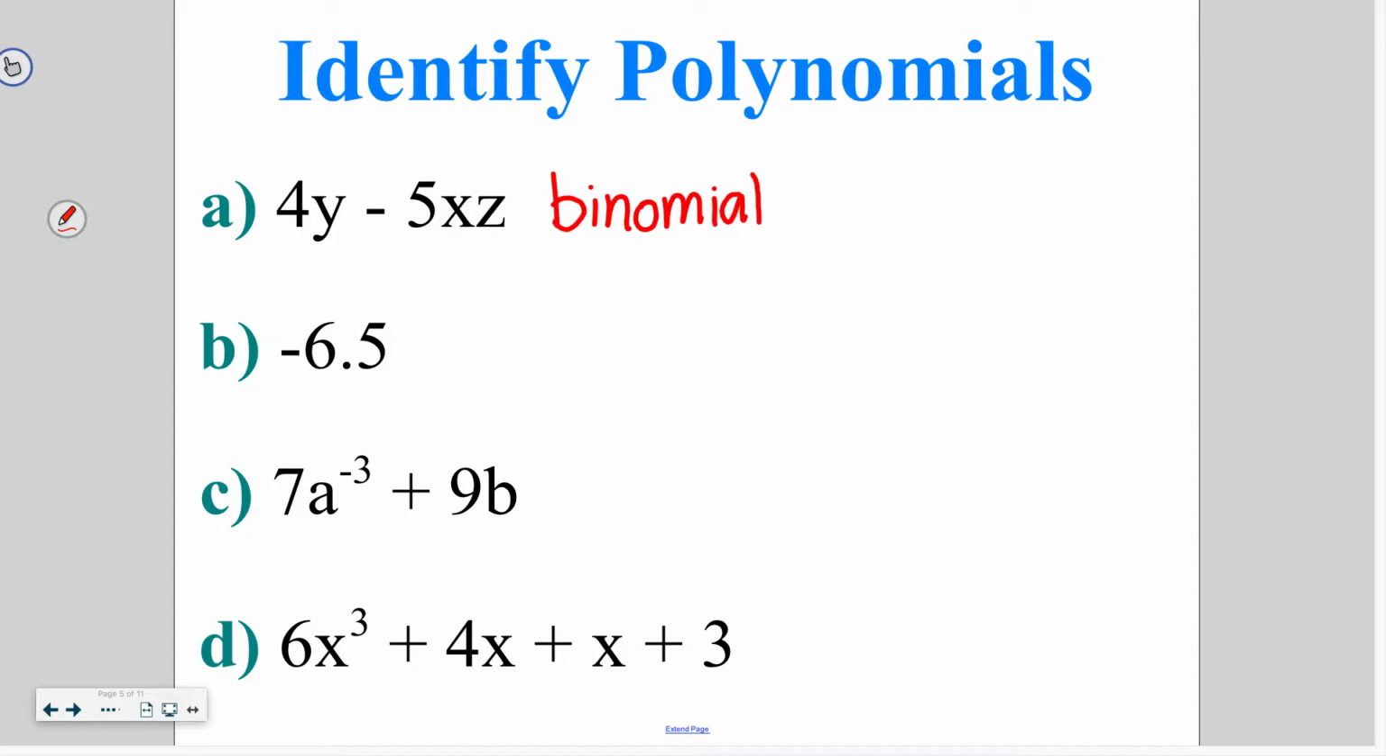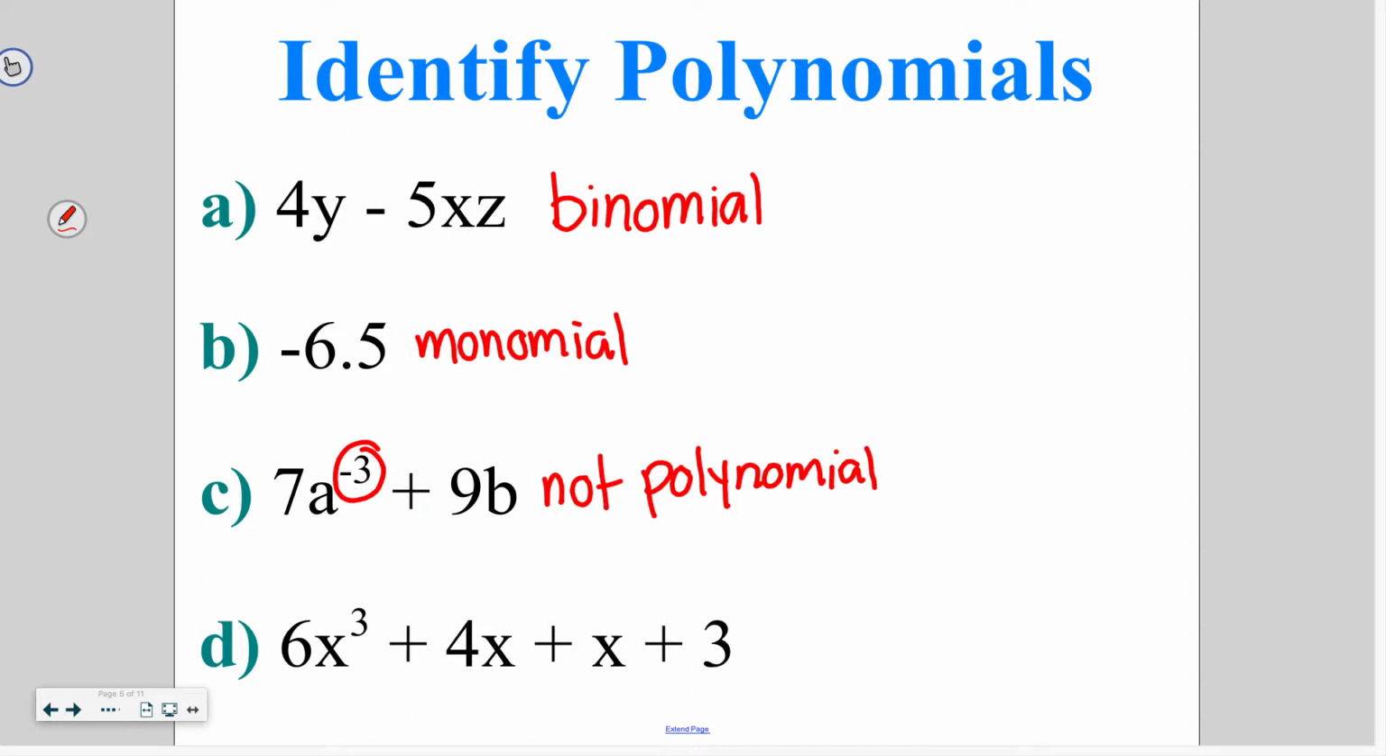Next, we've got just negative 6.5. That by itself is just a monomial. It is just a single number. Next, we've got 7a to the negative third plus b to the ninth. Well, we do have addition here. We have this negative 3. So this is not a polynomial because of our negative exponent.